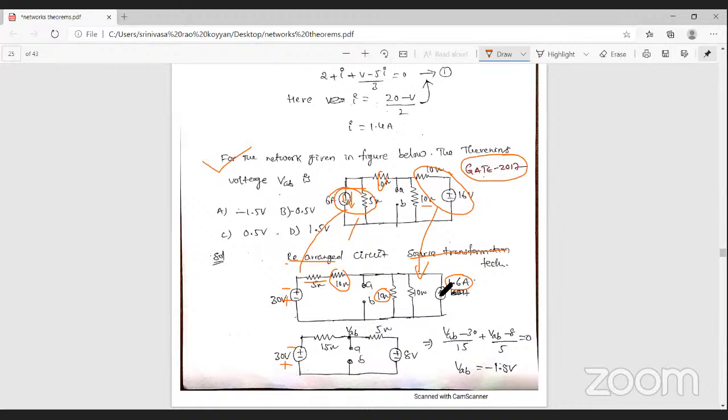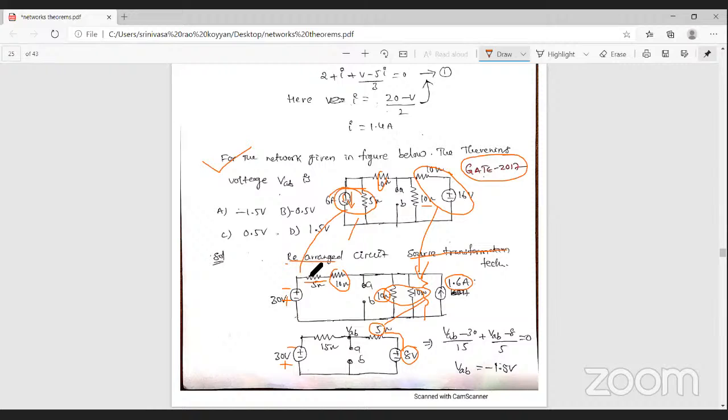Here you can observe that these two resistances are parallel. Then what is the resultant resistance? 10 ohm resistance and 10 ohm resistance both are parallel, so finally you get the resultant resistance as 5 ohm. The 5 ohm and current source both are parallel. Again, applying the source transformation technique, we get a voltage source in series with the resistance. What is the resistance here? 5 ohm resistance. The voltage is 5 into 1.6, that is 8 volts.